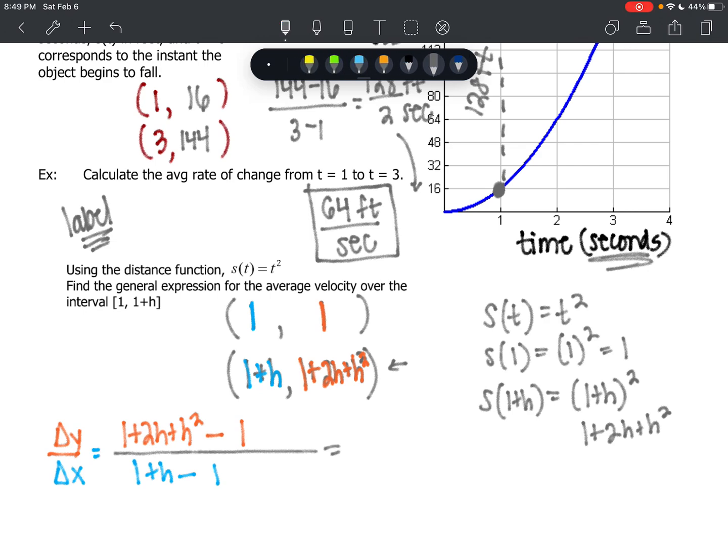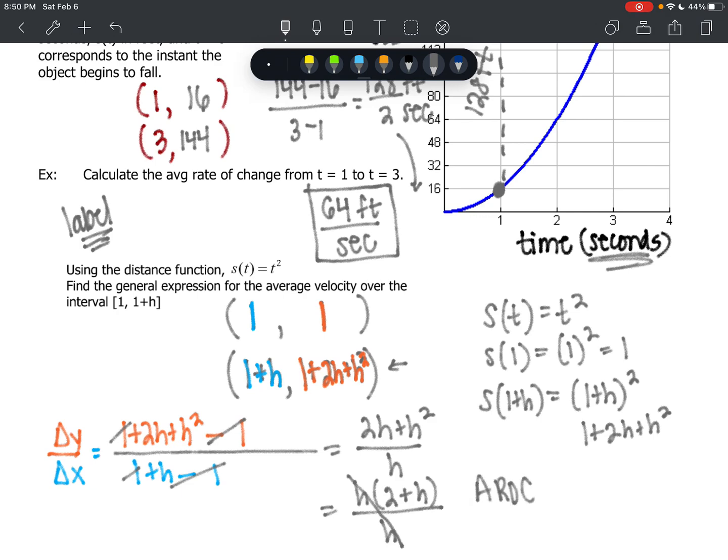Now we can simplify that. 1 minus 1 is 0, so we've got 2h plus h squared over 1 minus 1 cancels out over h. Well, I'm going to factor an h out of the numerator, which is going to give me h times the quantity 2 plus h over h. And now these two h's cancel, and our average rate of change for our velocity is 2 plus h. So it all depends on what h is. Whatever h is, the average rate of change would be 2 plus h.